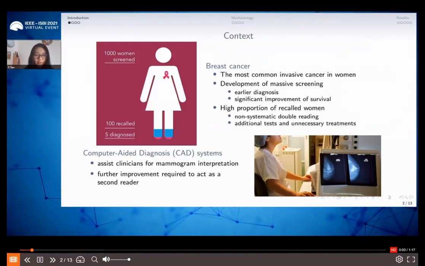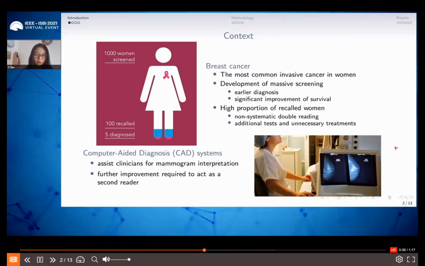According to the statistics in 2020, breast cancer is ranked first as the leading cause of global cancer incidence among women, representing about 25% of all cancers in women. Over the past few years, mass screening has allowed earlier diagnosis and better cancer management, thereby greatly improving survival rates. However, due to the non-systematic double reading, the proportion of women recalled for further examination after screening remains high, resulting in a high recall problem.